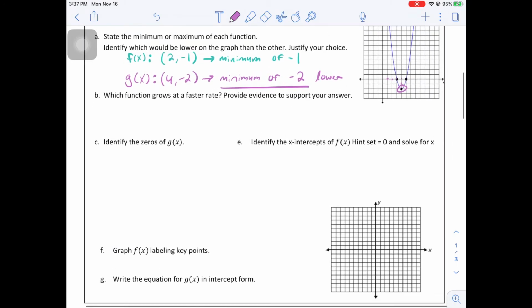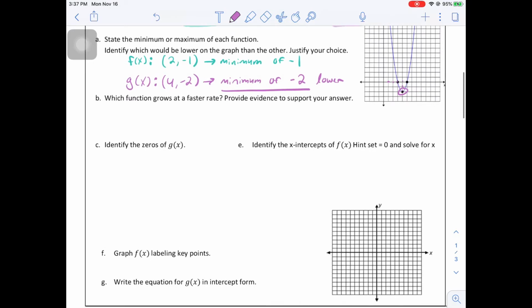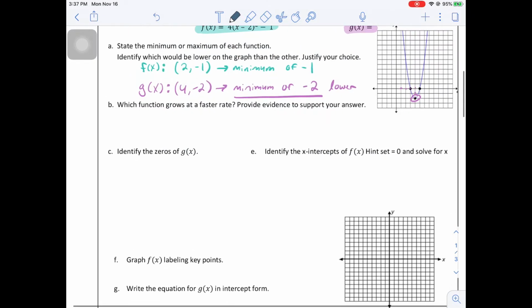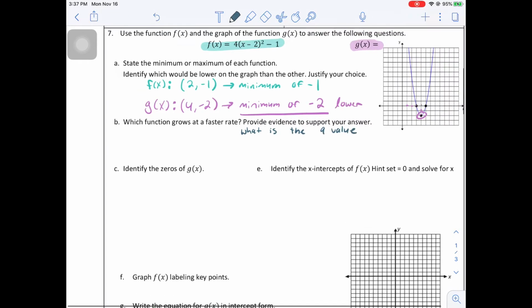Which function grows at a faster rate? Provide evidence to support your answer. So we're talking about growth or rate of growth. This is specifically asking us about the a value. So what is the a value?